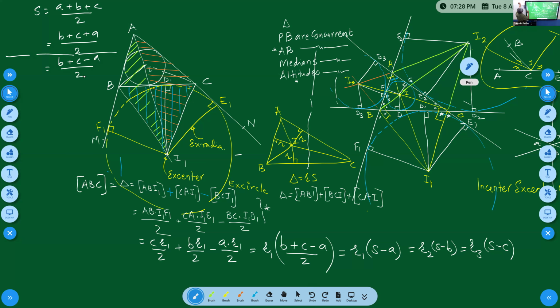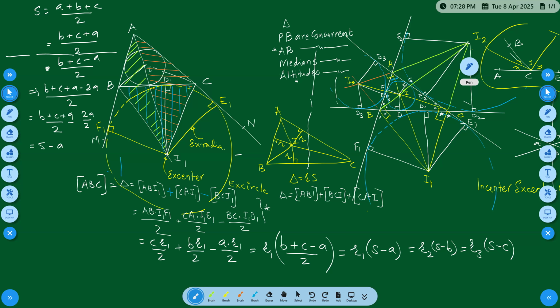Right? So what we do is (B plus C plus A minus 2A) upon 2, which is (B plus C plus A) upon 2 minus 2A upon 2. B plus C plus A by 2 is S, and 2A upon 2 is A. So whatever has the minus sign, it is S minus that. If A is negative in the bracket, then it is S minus A. If B is negative in the bracket, it is S minus B, or S minus C.